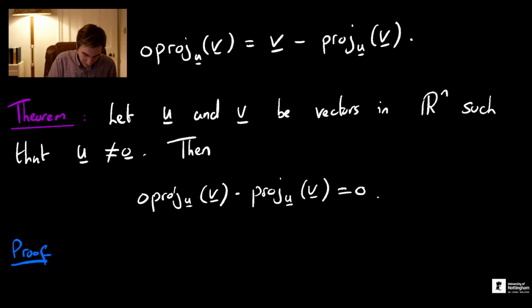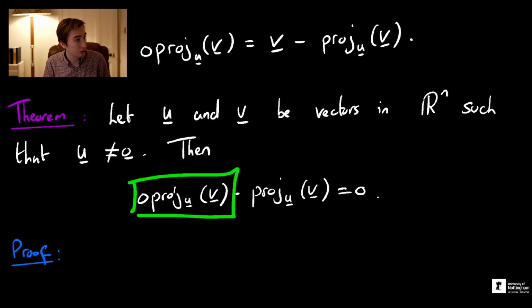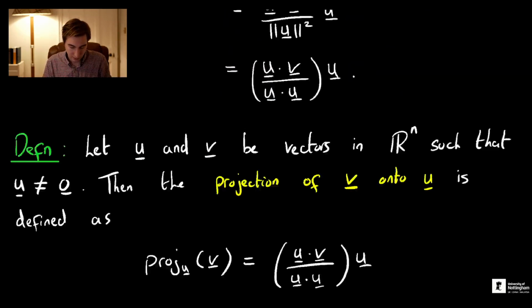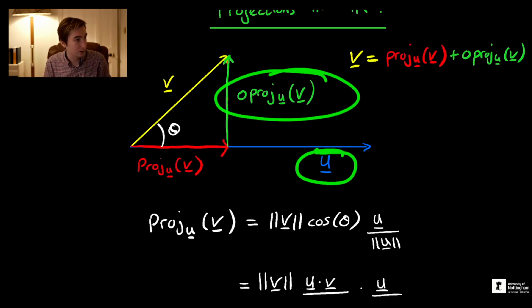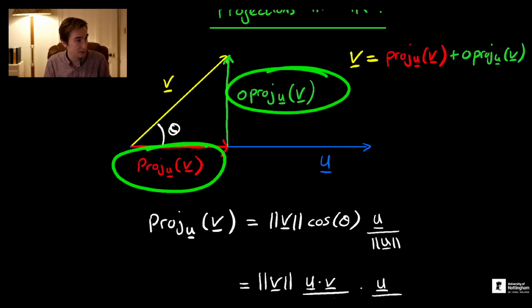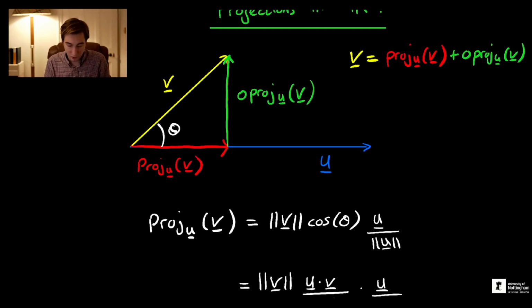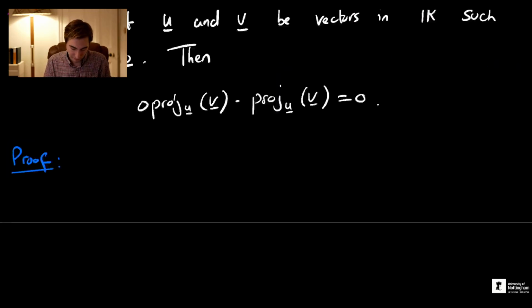Well, it suffices to show that, rather than just looking at the projection, which is a slightly nastier formula, we can just dot this with the vector u. Because we see that the projection here is in the same direction as u. So if we can show that the dot product of this with u is equal to 0, then we can conclude that the dot product of this and this is equal to 0. So it suffices to show that the scalar product of this and this is equal to 0, and that will complete our proof.